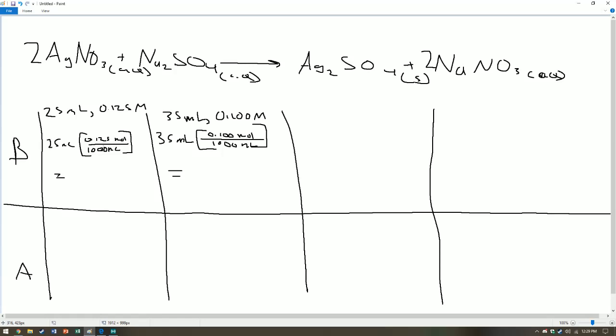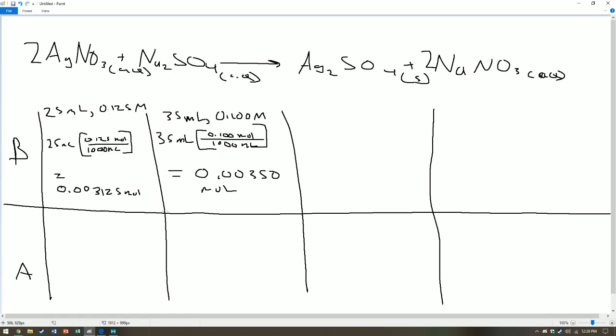If I put it in my calculator, I get that this is 0.003125 mole, and then I get for the other one, 35 times 0.1 over 1,000, 0.0035 moles. Right now, we need to determine what the limiting reagent is.